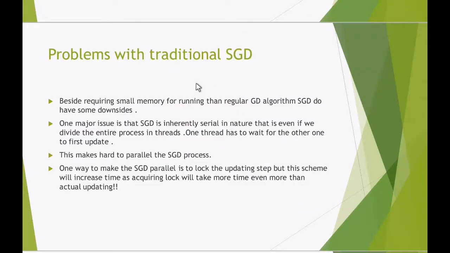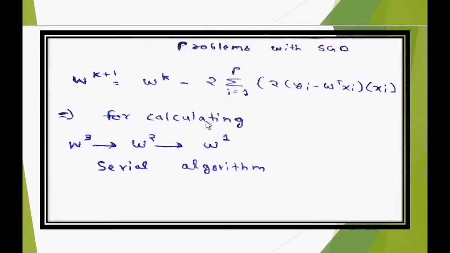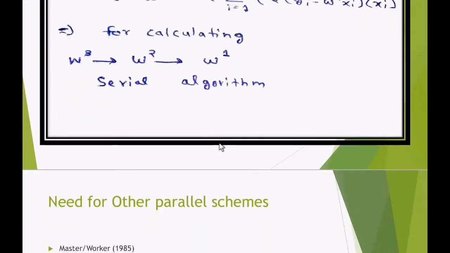There are some problems even in SGD, stochastic gradient descent. One problem is that it is inherently serial in nature. What I mean by that is, for calculating W3, first I need to get W2. For calculating W2, first I need to get W1, and there is no way that I can parallelize this scheme. So SGD is a serial algorithm, but if I really want to use all the cores of my system, I need some mechanism so that I can parallelize SGD.